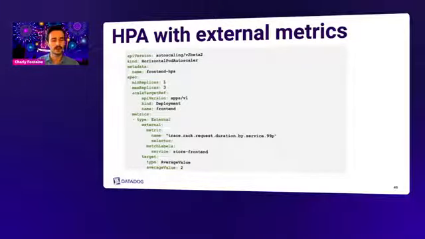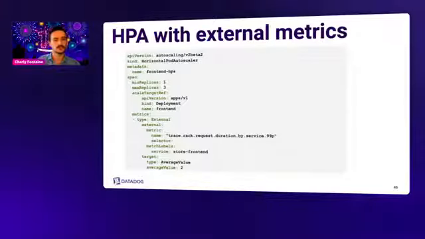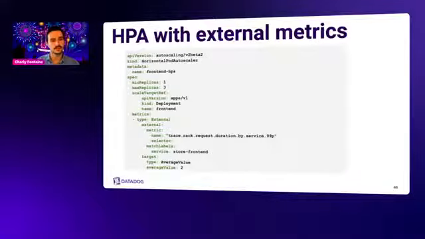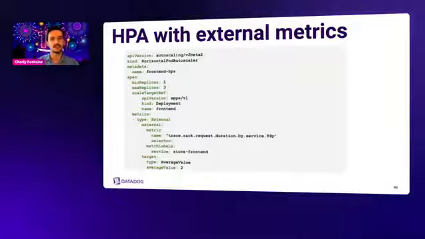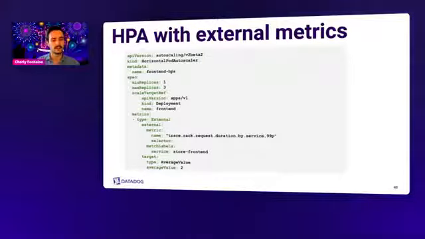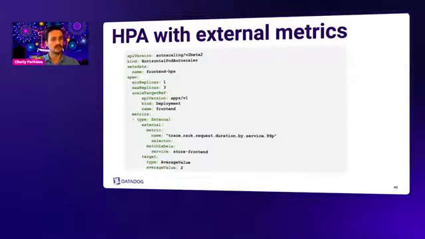There is an important aspect in every word here. It is the average value. What happens here is the controller will take into account the state of all the replicas in the target. And if they're ready, then they will be accounted for. And it will divide the value gotten from the external metrics provider by the number of replicas, because it's average value instead of just target value.